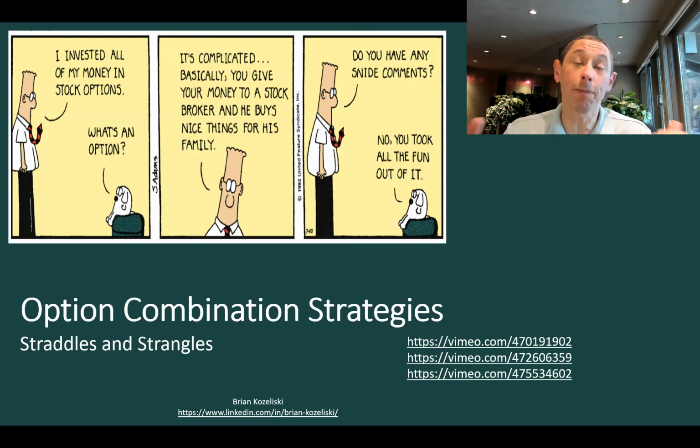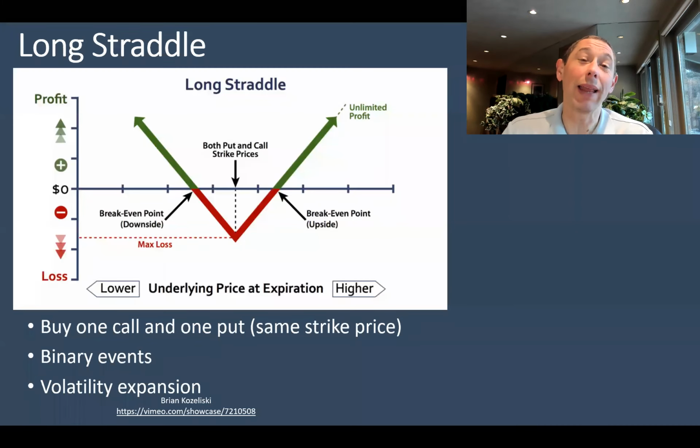We're going to talk about putting together combinations of options for various strategies. We'll start with straddles and strangles. So a long straddle is a situation where you buy one call and one put at the exact same strike price. Now, typically that's going to be right at the money. Now, it could be out of the money and still be a straddle. The idea here is you're looking for some deviation from that strike price.